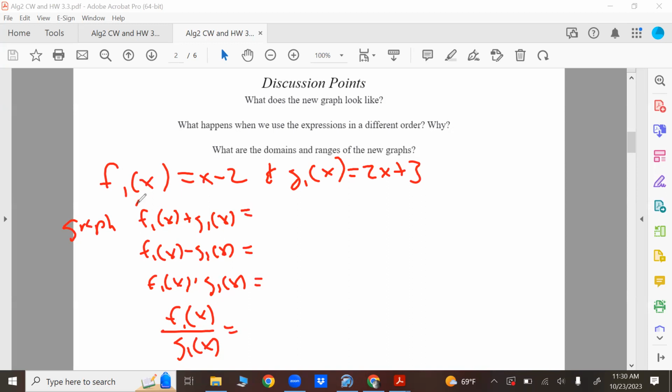Okay, let's think about what's happening here. What happens if I add f to g? What do I get if I add f to g? What would happen if I use 3x plus 1? Yep, you get 3x plus 1. Excellent. Thank you, Hunter.